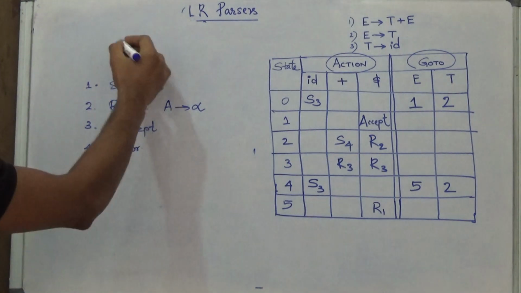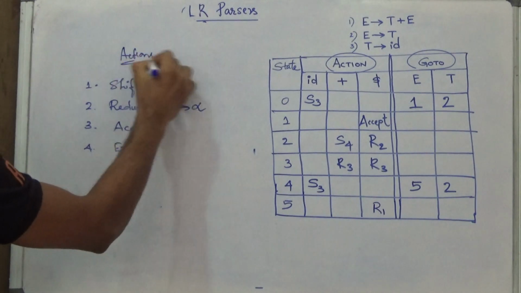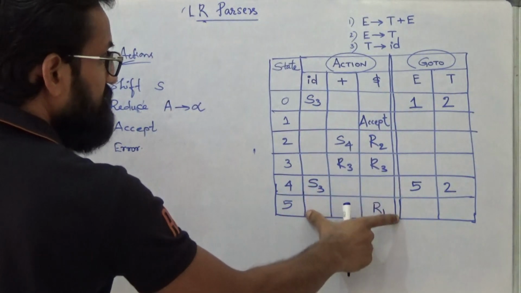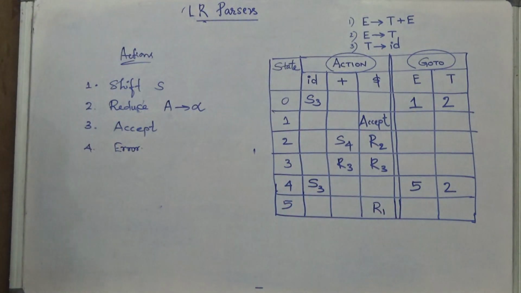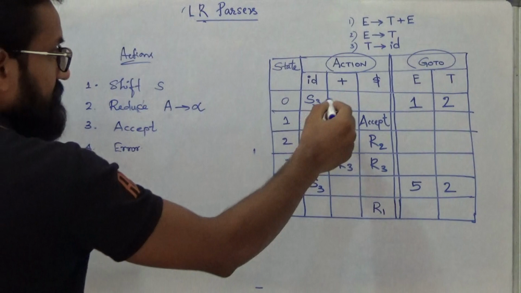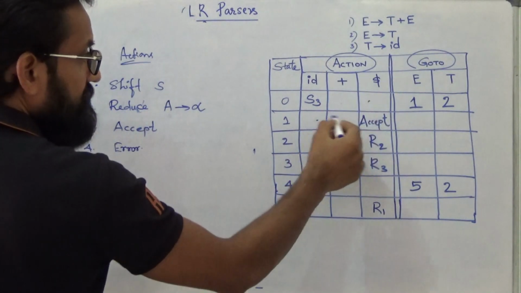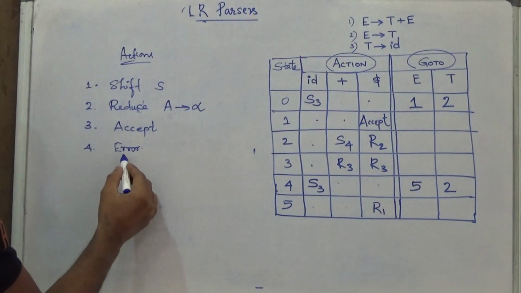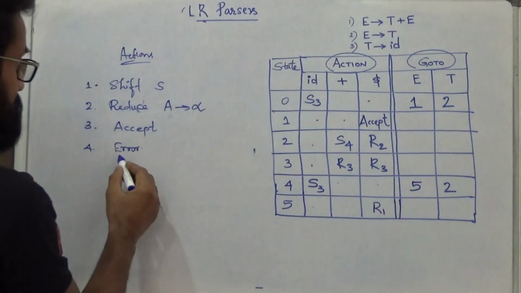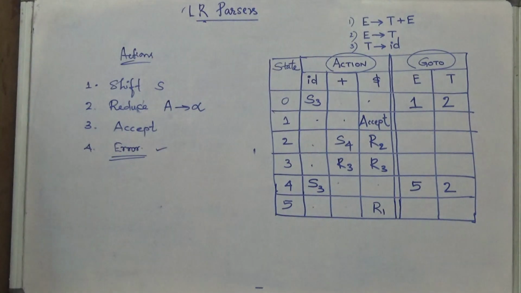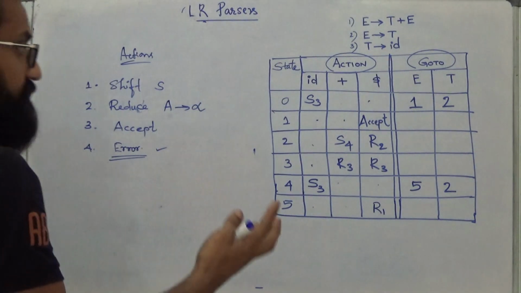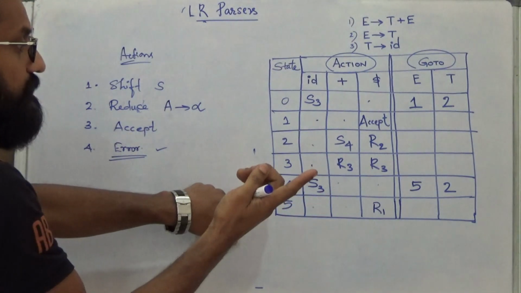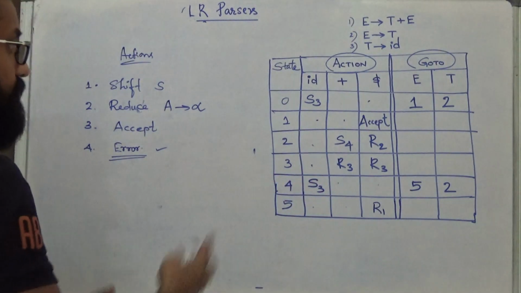So these are the four actions performed by the LR parser. If you consider the action part of this LR parsing table, you can see that some entries are actually blank. These blank entries represent errors. If the driver routine refers to a blank entry, that will lead to an error, so it will report an error at that time.